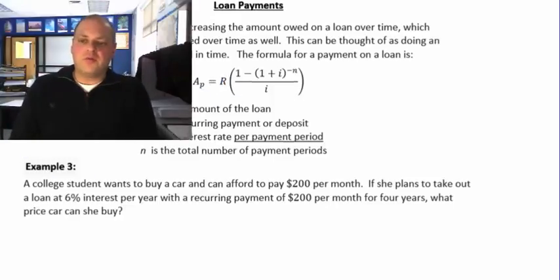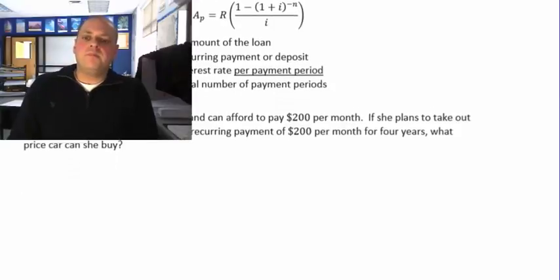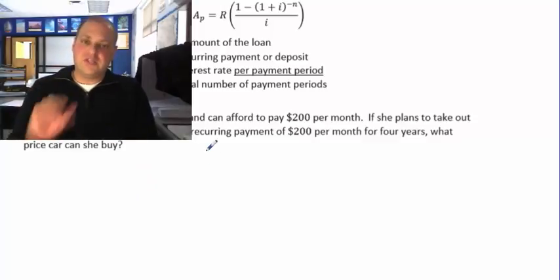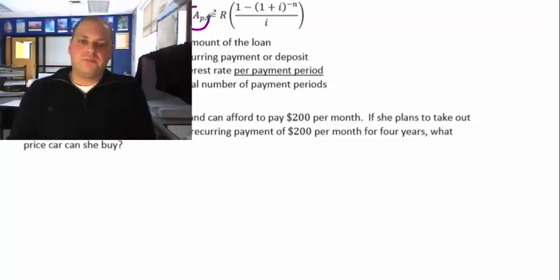So let's see how these work. We'll do two of these here. A college student wants to buy a car and can afford to pay $200 per month. That's what they can afford to pay. So that's going to be the payment. It's all they can afford. If she plans to take out a loan at 6% interest per year with a recurring payment of $200 per month for 4 years, what price car can she buy? So what's the total amount of the loan possible? The most she can possibly. So she's willing to go $200 a month, and that's it. And we're going to find out the most she can afford.